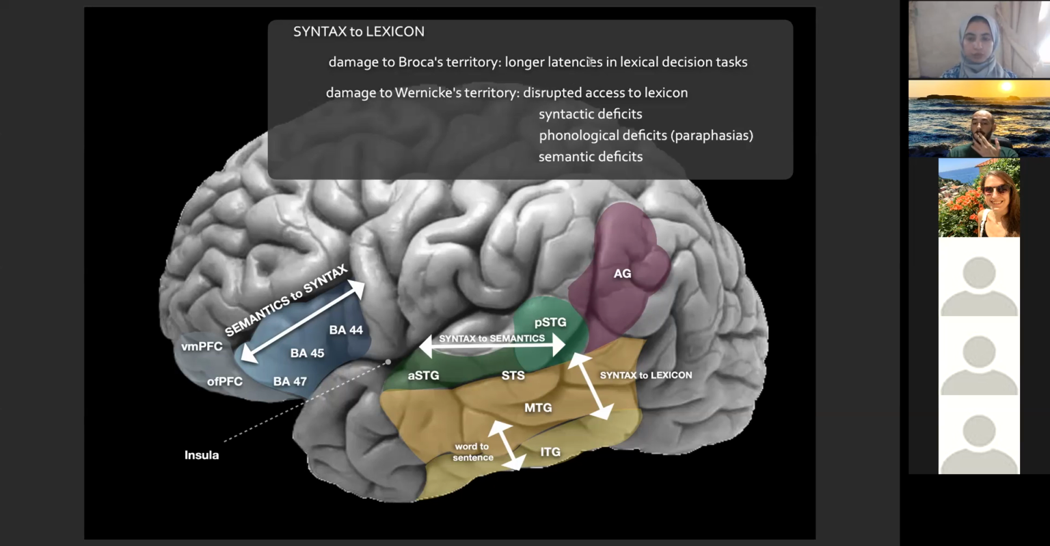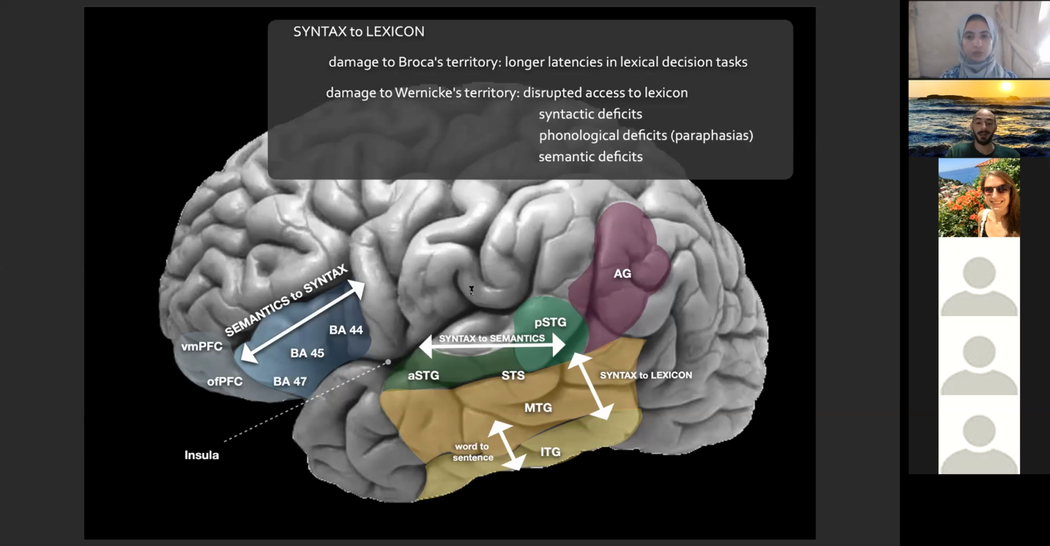Okay, so why is it the case? I just told you that the lexicon is processed in your temporal cortex, probably even in your posterior STG, but not really in your Broca's area, right? Broca's area is not very famous for lexical processing.